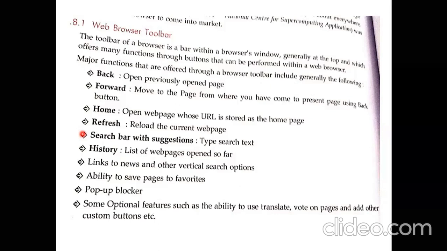Okay, so coming back to back, forward, home, refresh, which reloads your current web page, search bar with suggestions, where you type search text, whatever you want to search for, history, list of web pages opened so far, links to news and other vertical search options, ability to save pages to favorites, pop-up blocker, and some optional features such as the ability to use translate, vote on pages, and other custom buttons. So you can write whatever things you feel like in the web browser toolbar.